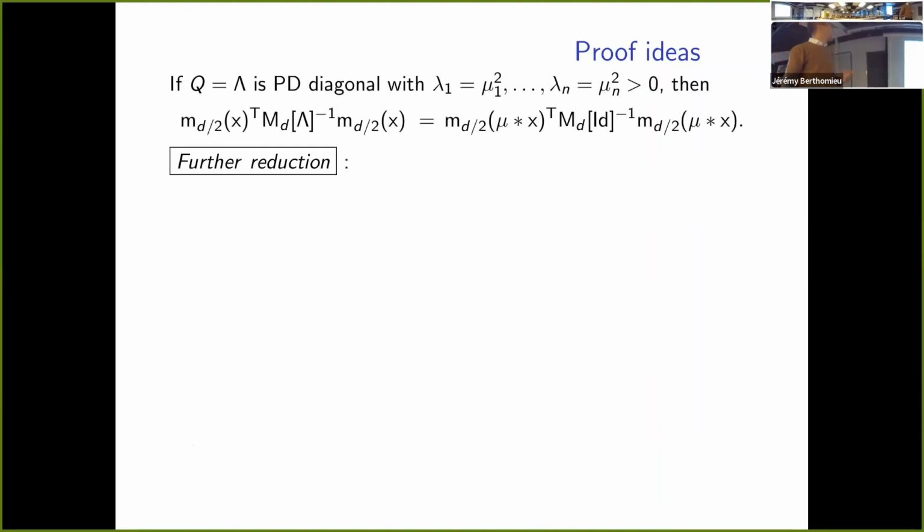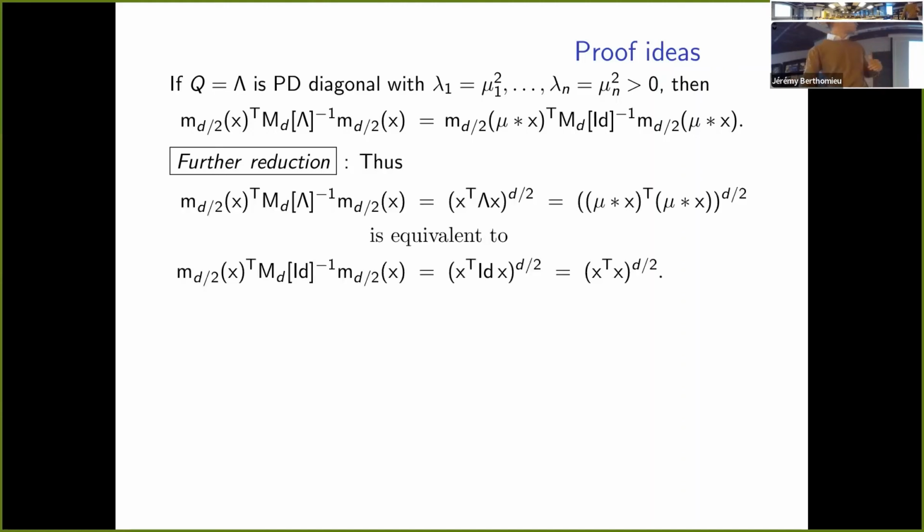And furthermore, if we take a diagonal matrix, we know that it has to be PSD, so its eigenvalues have to be squares of some other positive numbers. Then the next relation holds. So this degree SOS form will be equal to this SOS form, where in the middle there is the inverse of the moment matrix associated to the identity matrix. And the argument of this vector of moments is just the Hadamard product of X with the square root of this vector of eigenvalues of our diagonal matrix. And this allows us to make a further reduction.